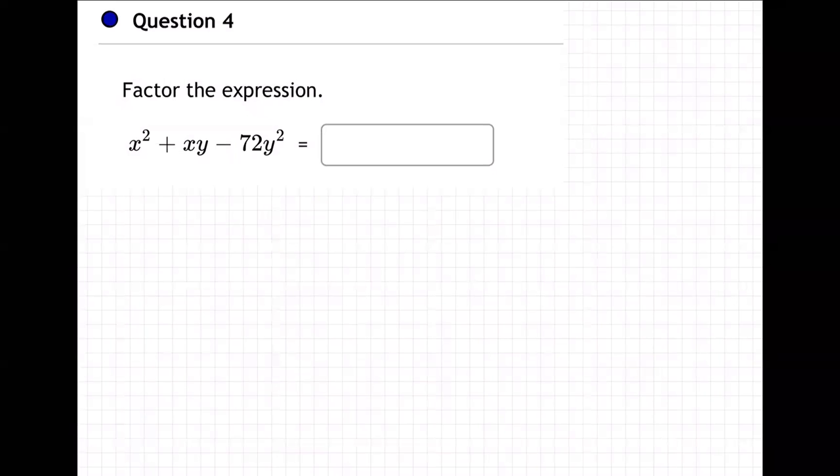All right, we want to factor this expression here. How do we do it? Well, to factor three terms, step number one, you got to do the two parentheses.